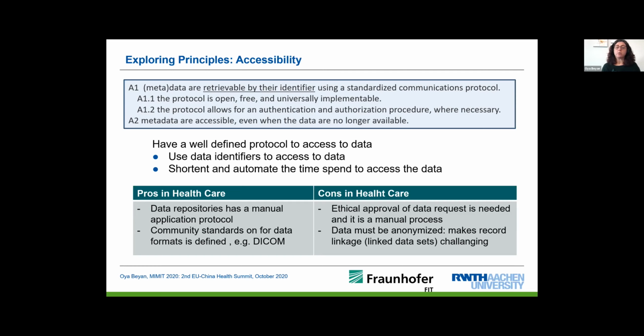Our second challenge is that, since we are working with sensitive data, it should be anonymized. And that makes record linkage almost impossible or very challenging. Actually, we are losing lots of information because we cannot really link those data sets and work with all of them.